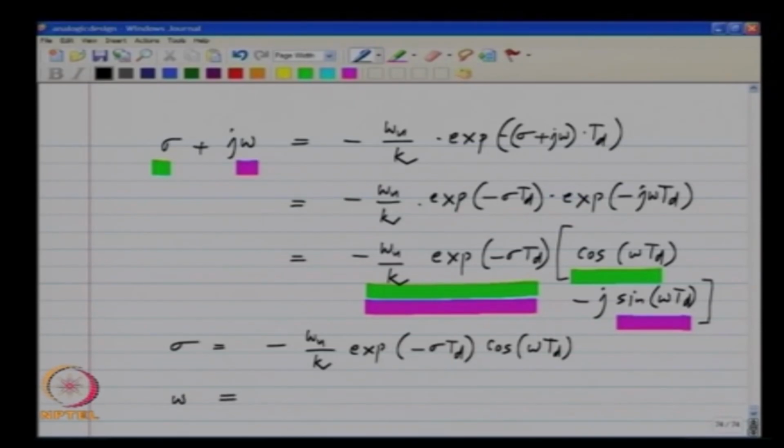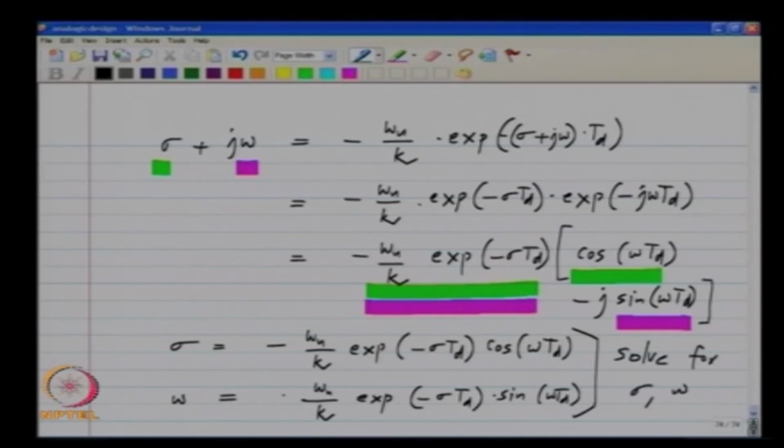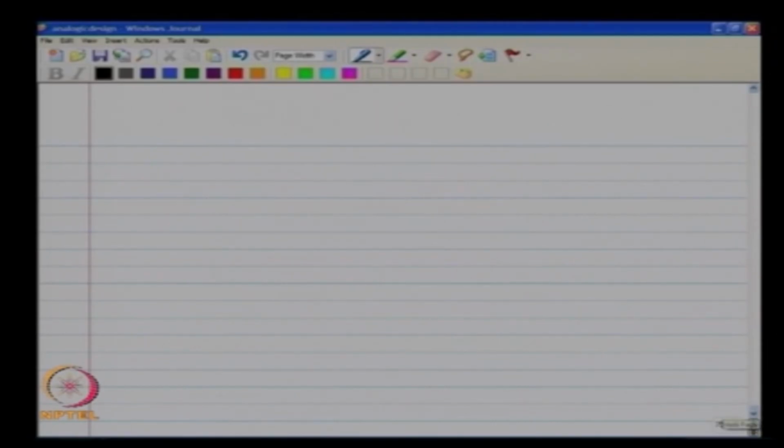and omega equals omega u by k exponential minus sigma TD sin omega TD. So, from these two we solve for sigma and omega. Okay. Let me rewrite the equations here.